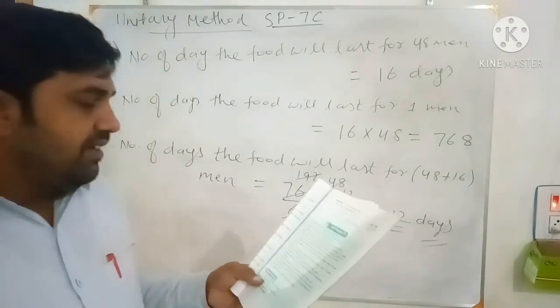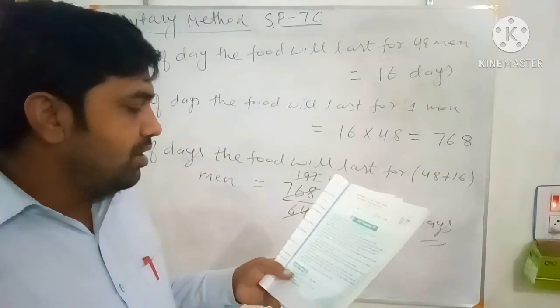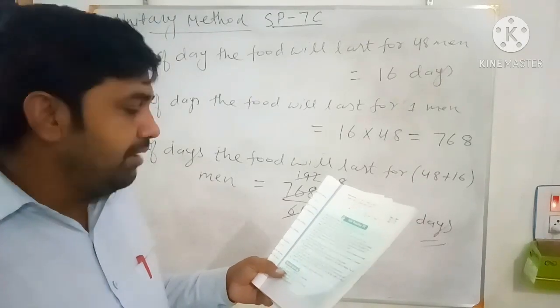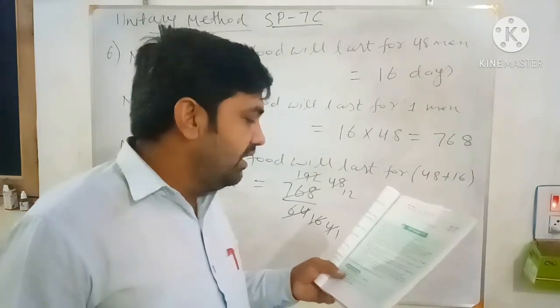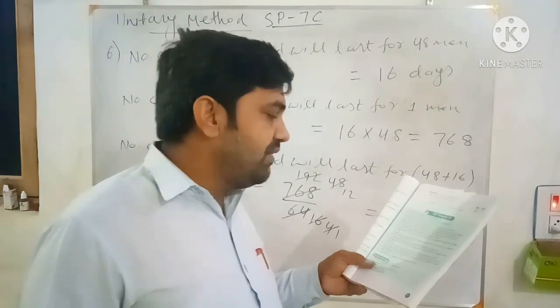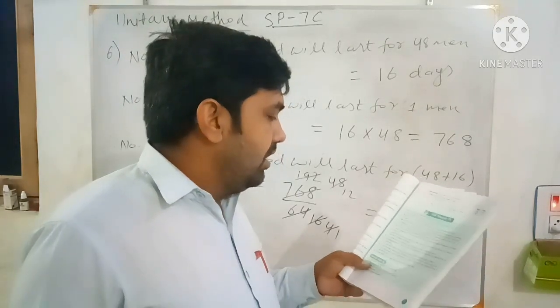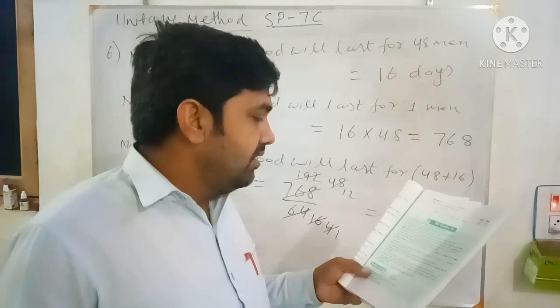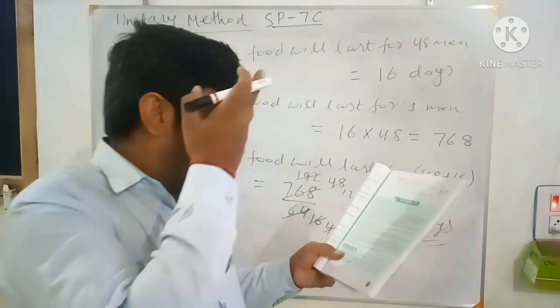Now see question number 10. If 10 kg of mango cost rupees 540, how much will 27 kg cost? Again you can find it with the help of the unitary method. The cost of 10 kg of mango equals 540. Therefore the cost of 1 kg mango equals 540 divided by 10, which gives you rupees 54. Now the cost of 27 kg mango will be what? 27 multiplied by 54, because the cost of 1 kg mango is 54.